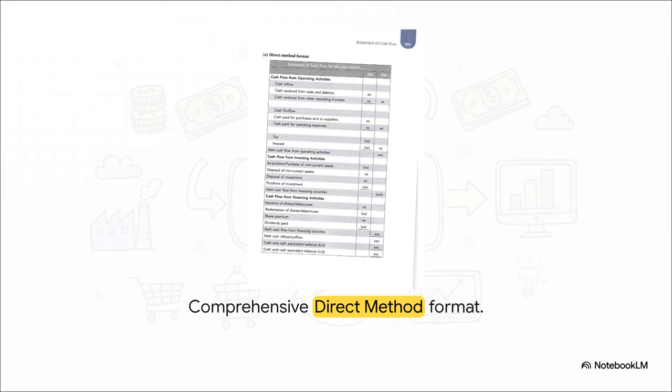When you look at the final architecture of the statement, it's actually beautiful. You simply list out your meticulously calculated net cash from operating activities, add your net cash from investing, and add your net cash from financing. Summing those three pillars gives you your grand total, the exact net increase or decrease in cash for the period. It's a completely logical flow that strips away all that messy accounting noise.